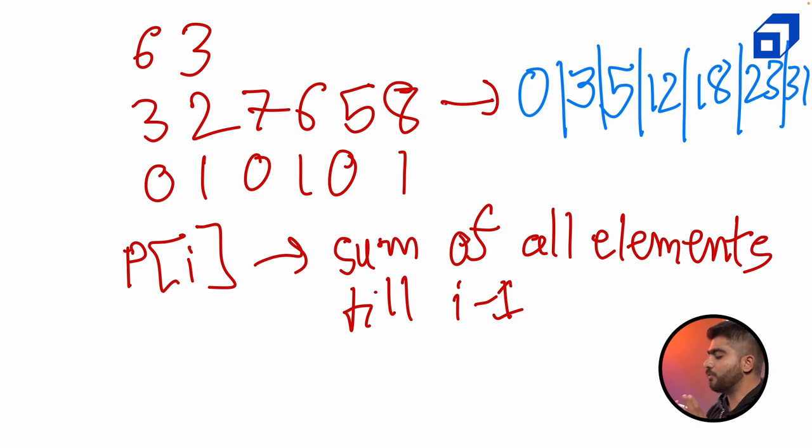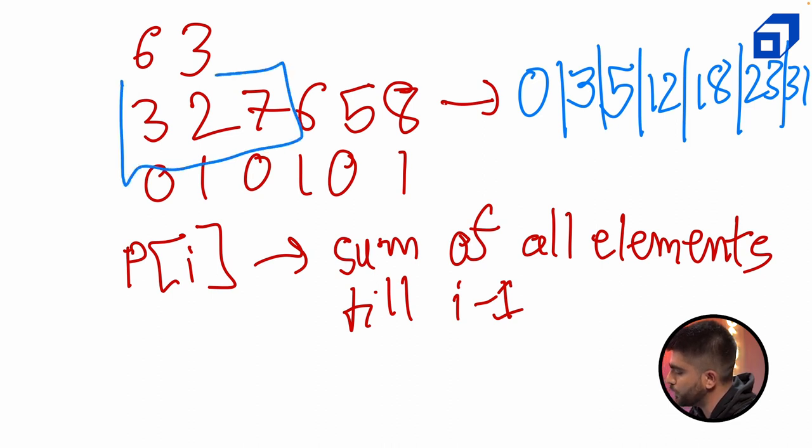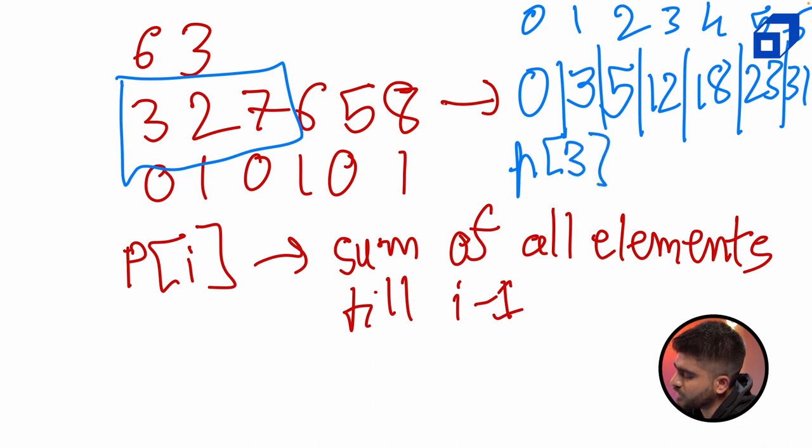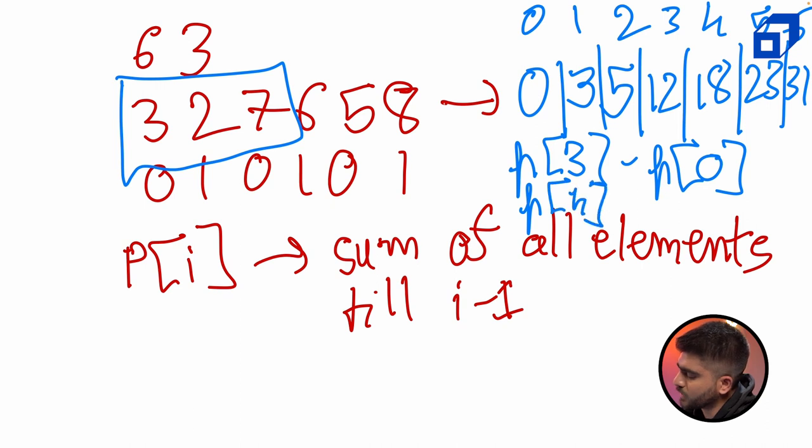Now, for example, if I want to find the sum of k consecutive elements, say the sum of the first three elements, 3 plus 2 plus 7, it's 12. This is the 0th index, 1st index, 2nd index, 3rd index, 4th, 5th, and 6th. So for the first three elements, I will compute P of 3 minus P of 0. For the next three elements, it's going to be P of 4 minus P of 1, and so on. So P of 3 minus P of 0 is 12 minus 0, which is 12, hence it's correct.